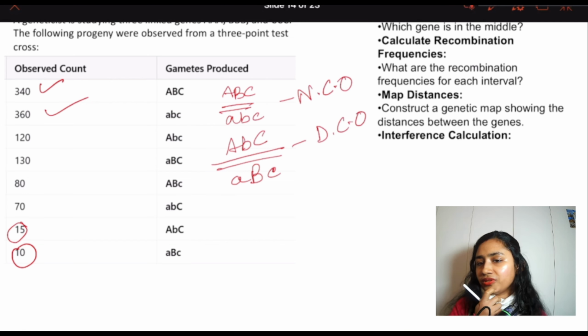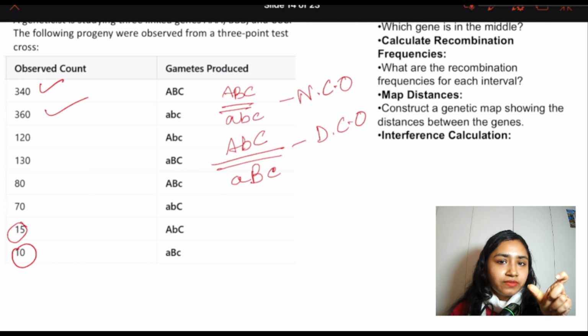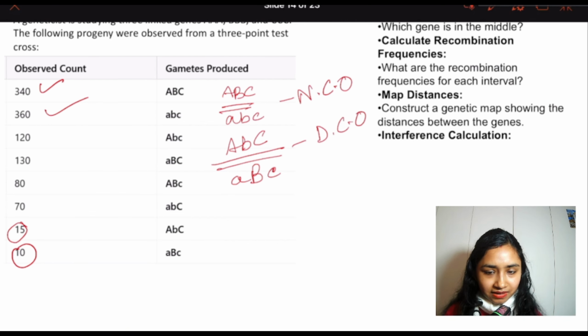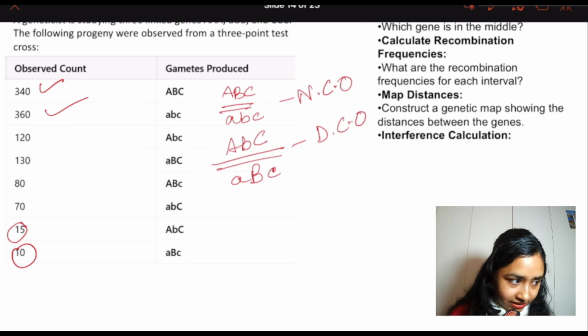Calculate recombination frequencies. What is the recombination frequency for each interval? I also told you that recombination frequency is equal to the gene distance, the map distance. They are asking to construct a genetic map showing the distances between the genes, and the interference calculation. And what is the interference? So first of all, you have to know the gene order, that is, which gene is in the middle. You need to know that.